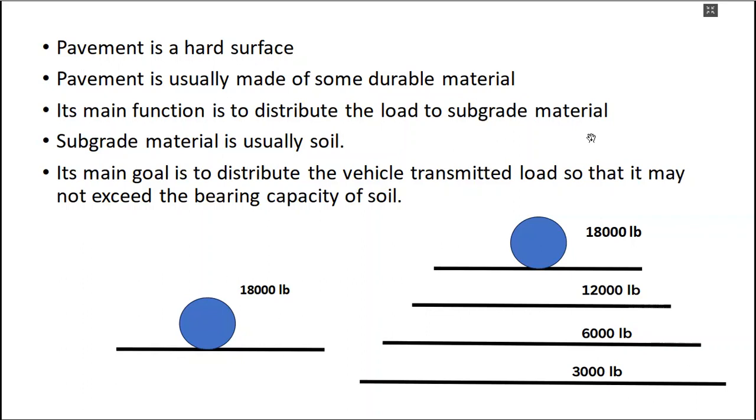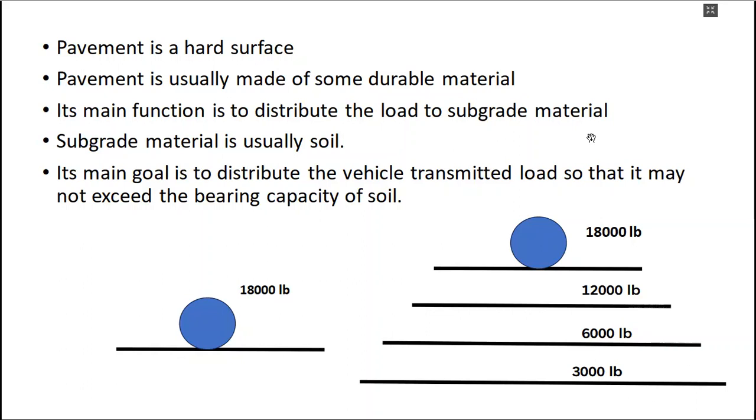from the traffic load, in order to distribute the load so it may not exceed the bearing capacity of the soil. So the basic and main goal of the pavement is to distribute the vehicular load so that it may not exceed the bearing capacity of the soil.